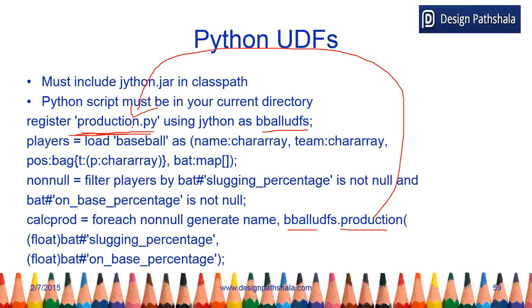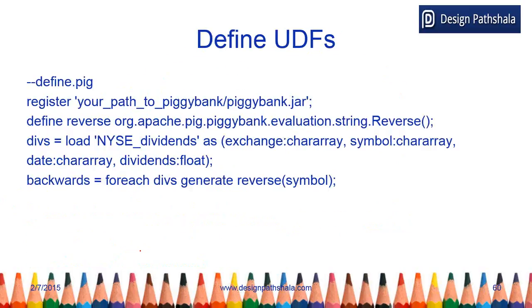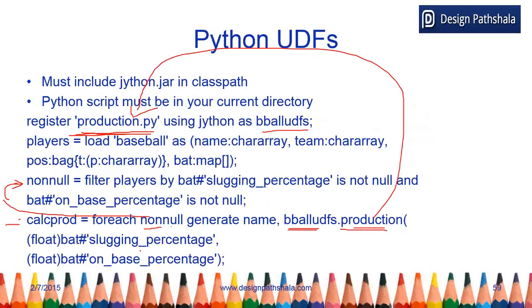So in this Python, there is nothing but the Python file, and that Python file has one function by the name of production. When the operation comes to this line, for each record in your not null operator, the baseball UDF.production would be called, and that will do something. I am not sure, I don't have that Python file over here. But you can create any function in your scripting language and call it this way.